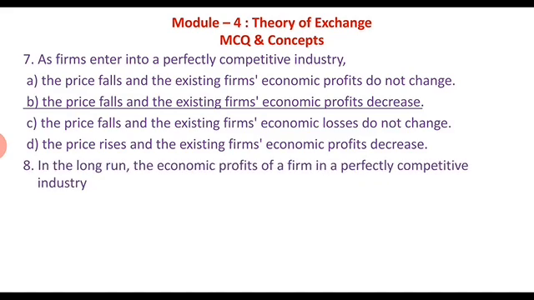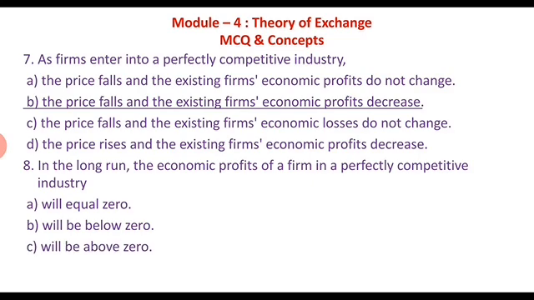Eighth question: in the long run, the economic profit of a firm in a perfectly competitive industry A. will equal 0, B. will be below 0, C. will be above 0, D. can be above, below, or equal to 0. Answer is equal to 0.